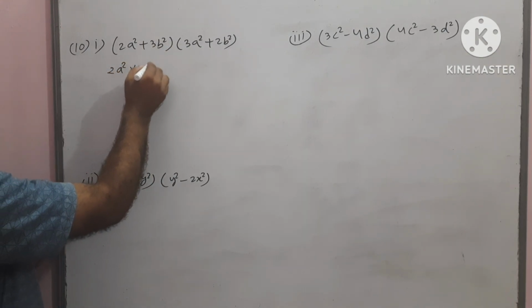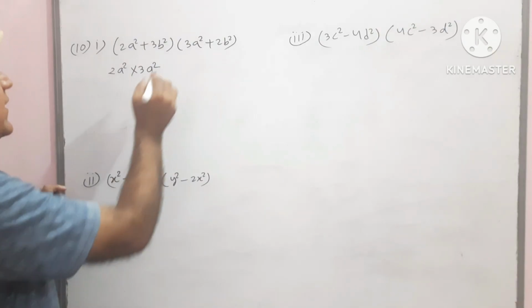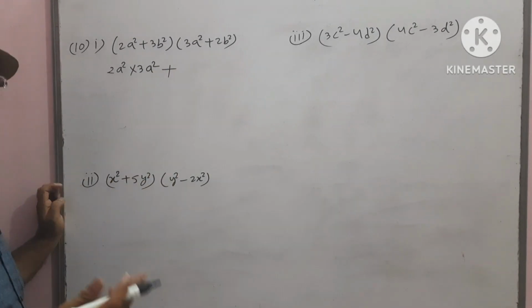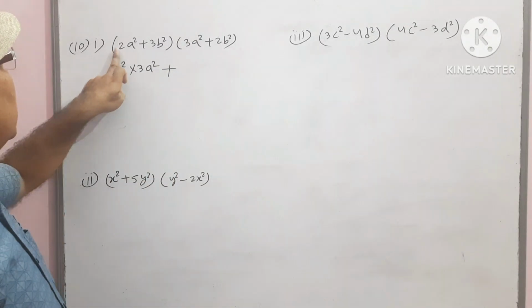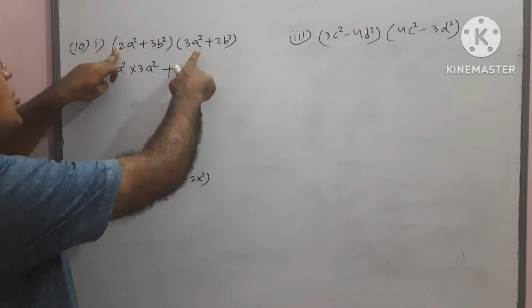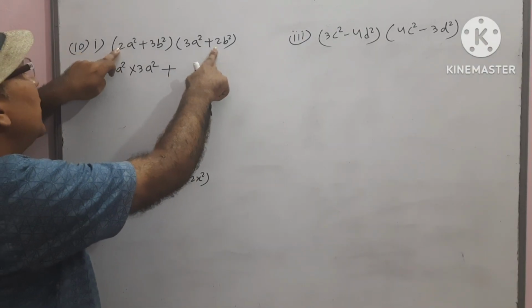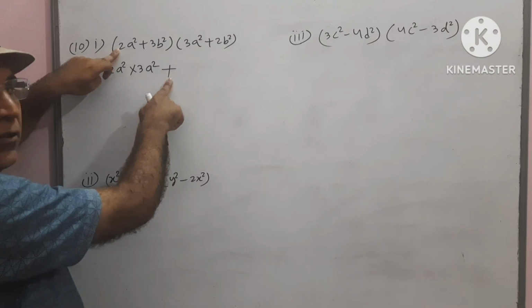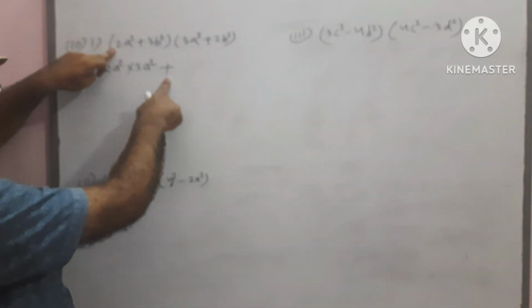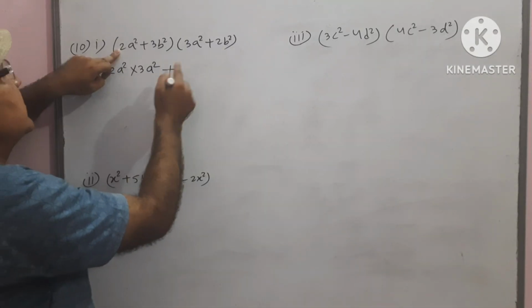2a square into 3a square. Then after we will write here plus. Why we will write plus here? Because 2a square is also positive, 2b square is also positive. And when positive is multiplied with positive, our answer is positive. Understood why I am putting here plus?